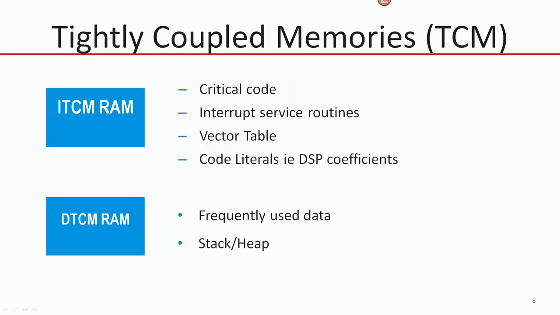So typically in the instruction TCM we put critical code, interrupt service routines. It would also be possible to locate the vector table and any code literals. For example, if we're doing DSP, you might want to put the DSP coefficients in here to again speed up processing. The data TCM, typically frequently used data, but also be an ideal place for the stack and the heap.